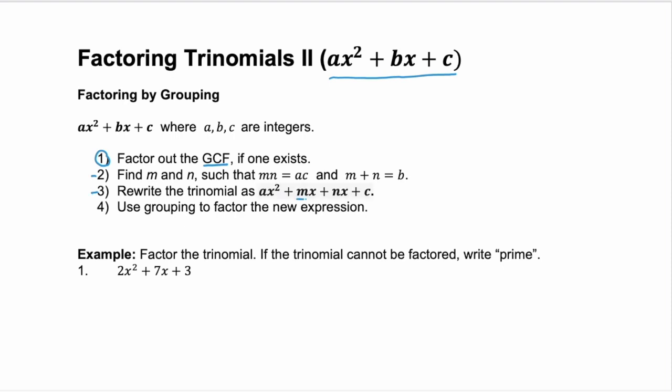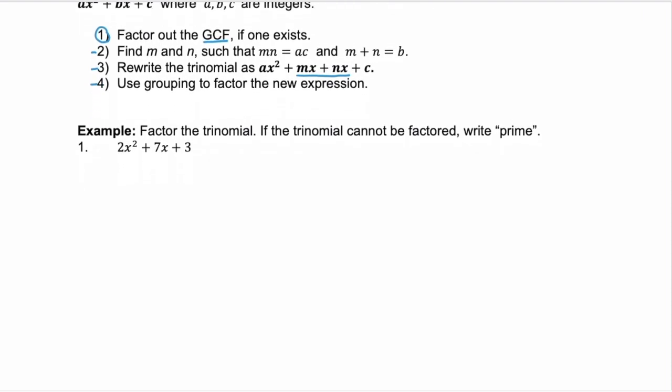Notice we're rewriting that middle term using that m and n. So we end up with a 4-term polynomial, ax squared plus mx plus nx plus c. Then, because we have 4 terms, we can move on to step 4 and use grouping to factor that expression. Let's look at the first example.